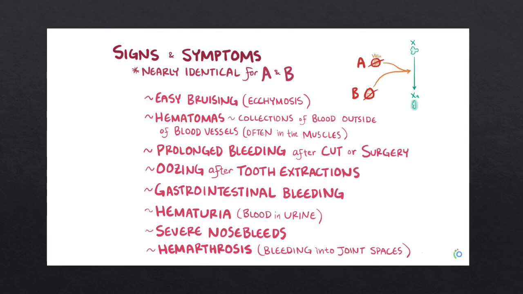The signs and symptoms are nearly identical for hemophilia A and B. There's easy bruising or ecchymosis, hematoma, which is a collection of blood underneath the skin and the mucous membranes, prolonged bleeding after a cut or surgery, and oozing after extractions. GI bleed is there, hematuria, severe nosebleeds, and hemarthrosis, that is bleeding into the joints.